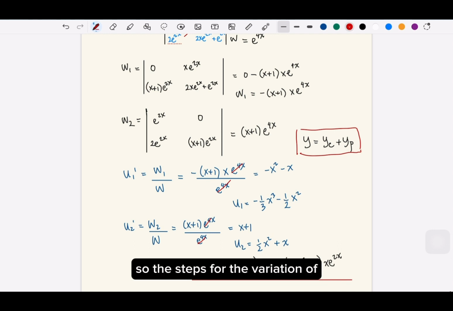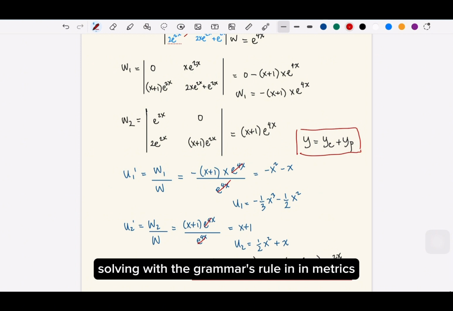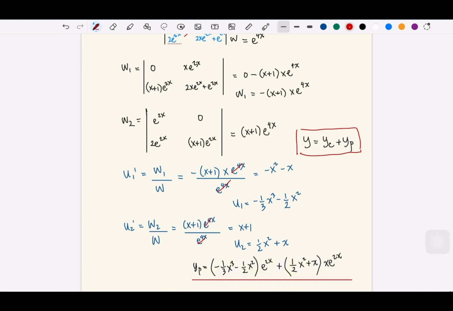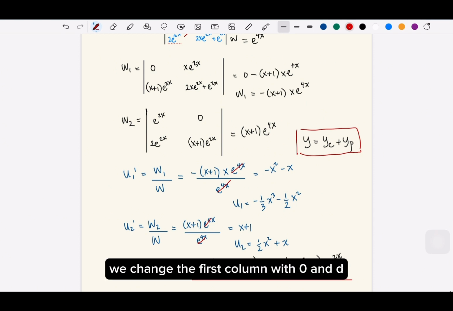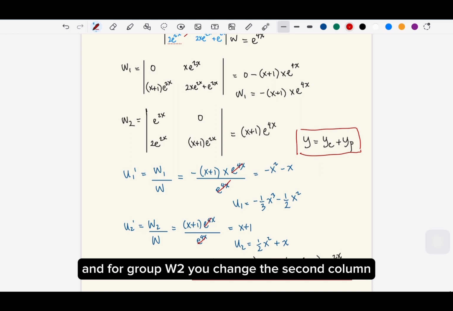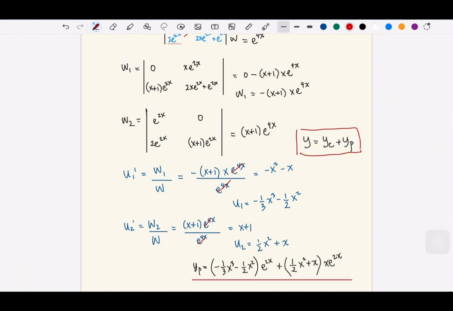So the steps for the variation of parameters are basically the Wronskian, and then solving with Cramer's rule in matrix. If you remember Cramer's rule, to solve for W1, we change the first column with 0 and the function on the right side of the non-homogeneous equation. And for W2, you change the second column. Okay.